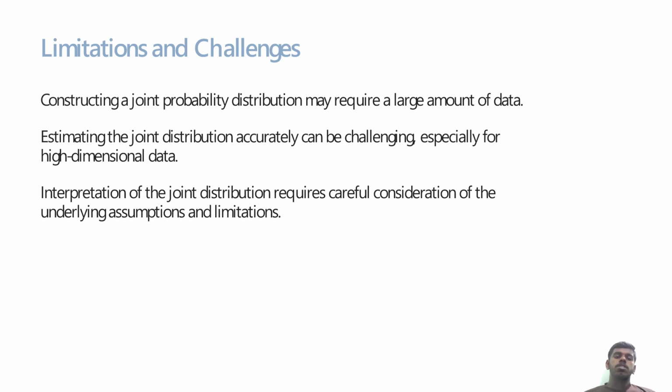Limitations and challenges. Constructing a joint probability distribution may require a large amount of data. Estimating the joint distribution accurately can be challenging, especially for high-dimensional data. Interpretation of the joint distribution requires careful consideration of the underlying assumptions and limitations.